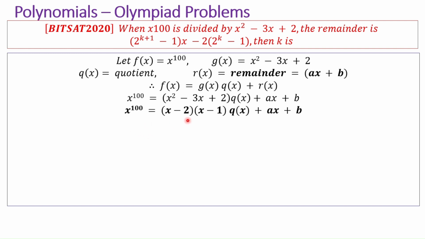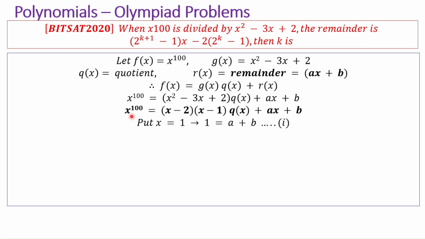Now x power 100 equal to, I factorize x square minus 3x plus 2 into x minus 2 into x minus 1 into q of x plus ax plus b. Now for x equal to 1, what happens? For x equal to 1, this part is 0, and for x equal to 2 also, this part is 0, which means I don't need to know what the quotient is if I substitute x equal to 1 and x equal to 2.